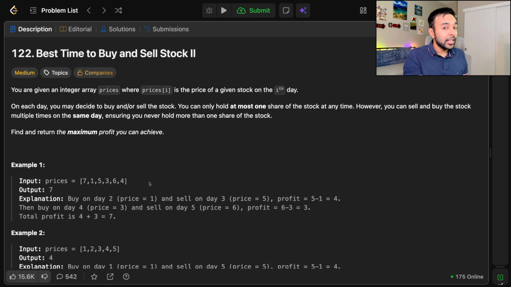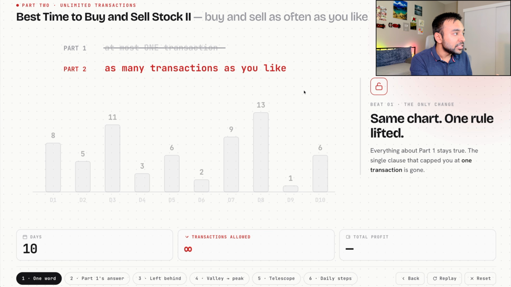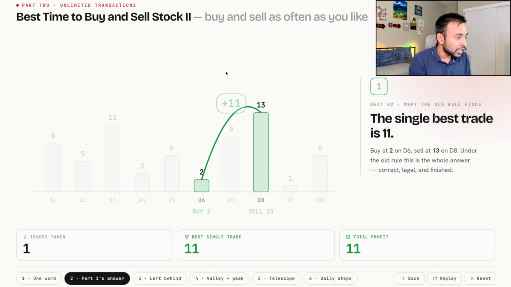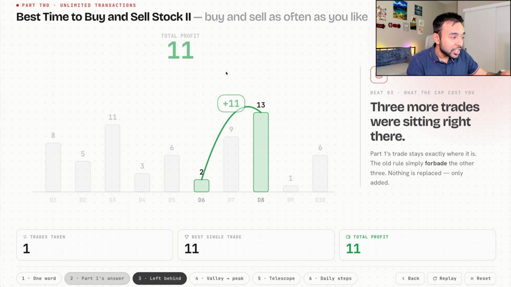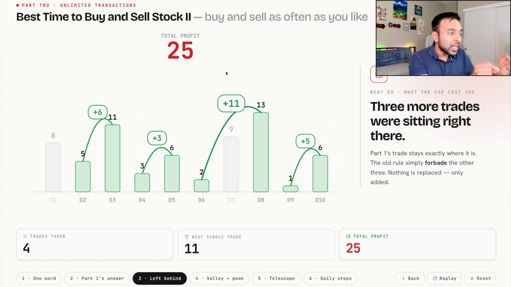Just notice that you can only buy one stock at a time and you have to sell it. You cannot say that, okay, I will buy one stock on day 1, the other stock when the price is 3, and then sell it when the price is very high. That is not applicable. You only have to buy and sell a single stock, and you can do that multiple times. So basically what happens now is, instead of just one transaction, you can make as many transactions as you like.